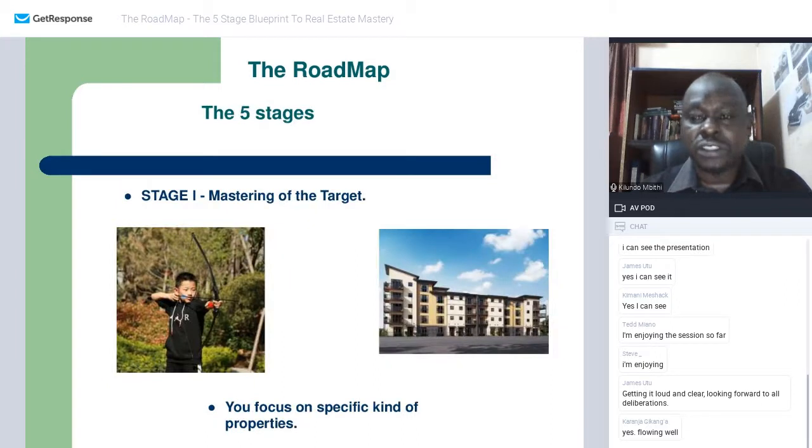All right. So the five stages begin with stage number one. Let me go to this slide. Stage number one is the most wonderful of stages, and this is where we do mastery of targets. I like telling this story. When I was a young boy, I enjoyed hunting. I always went with my elder brothers, the boys in the neighborhood, my cousins, and many other guys to hunt for hares and dik-diks in the bush. And for many years I was not able to hit anything. I was not able to catch a prey. I was not able to hit my mark.